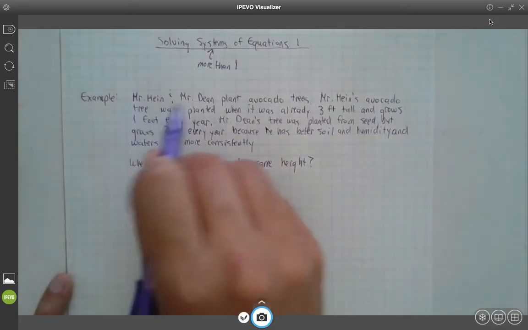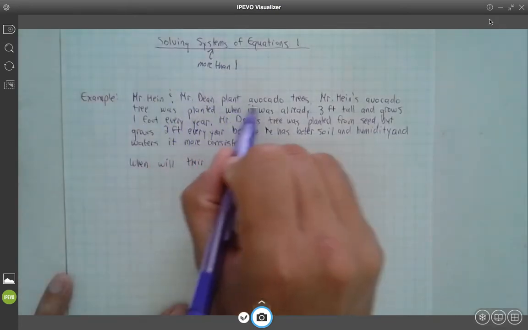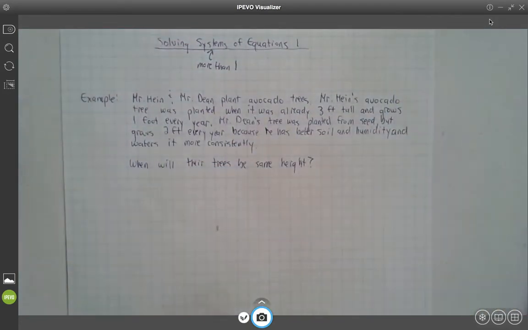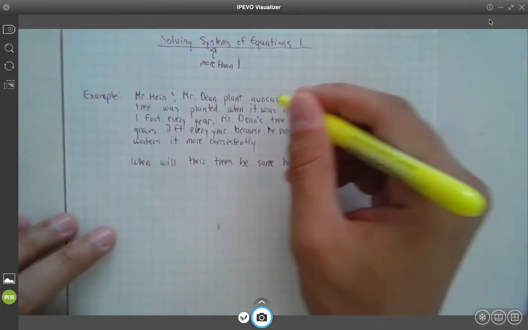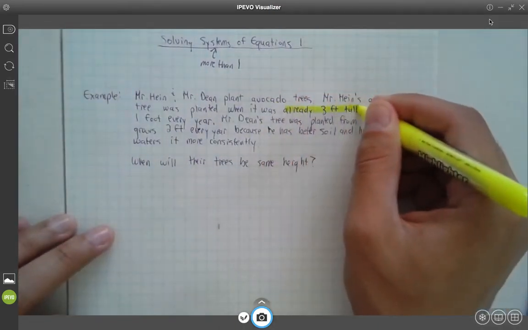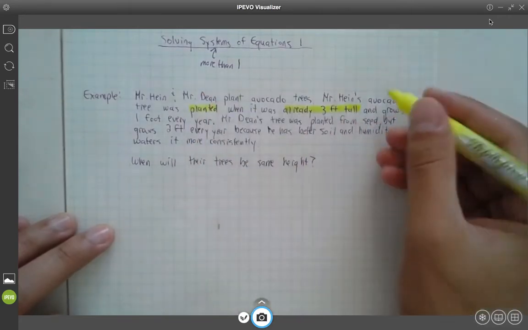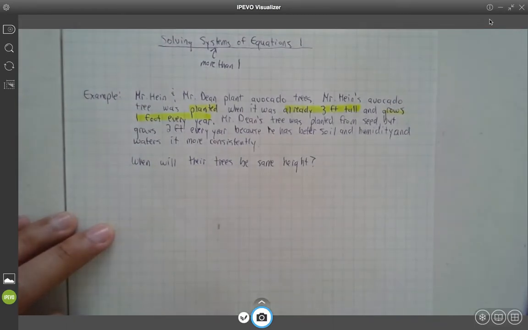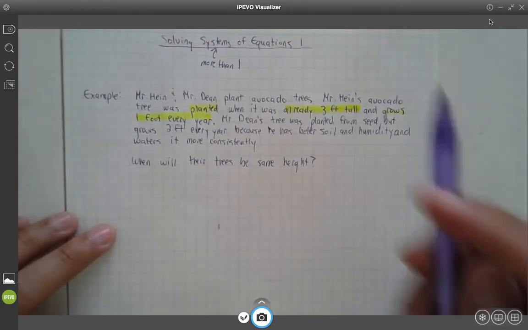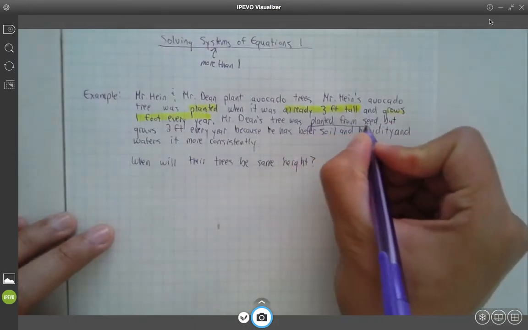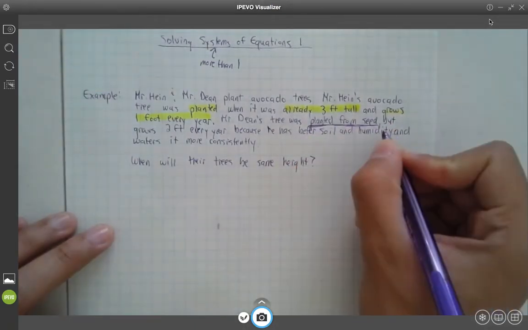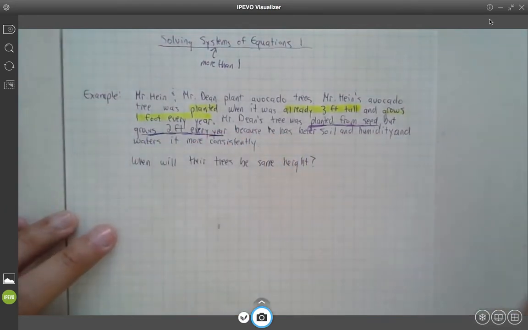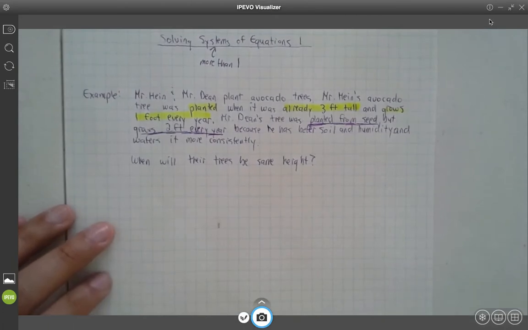So, example here. Mr. Hein, myself, and Mr. Dean, another teacher, we plant avocado trees. Mr. Hein's avocado tree was planted when it was already 3 feet tall, and grows 1 foot every year. Mr. Dean's tree, on the other hand, was planted from seed, but it grows 2 feet every year. And that's because he has better soil, humidity, and waters it more consistently.